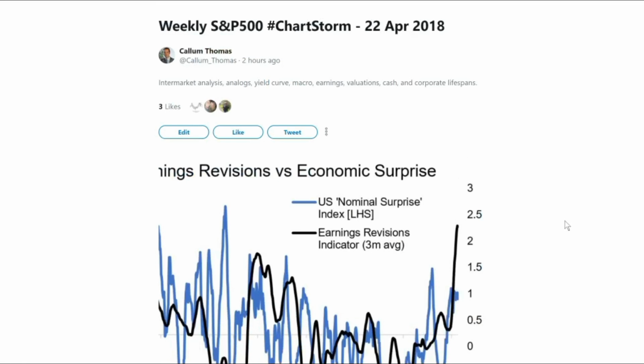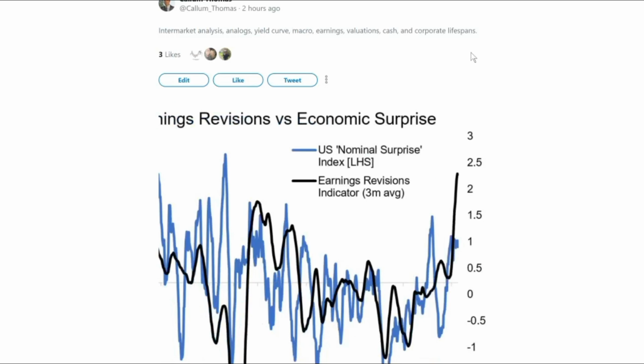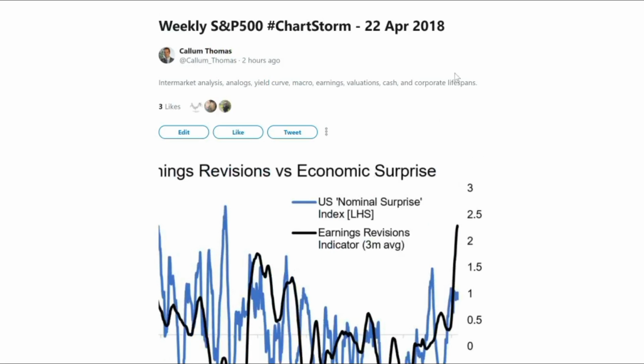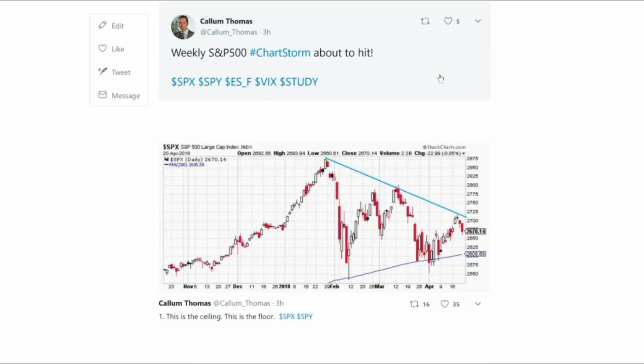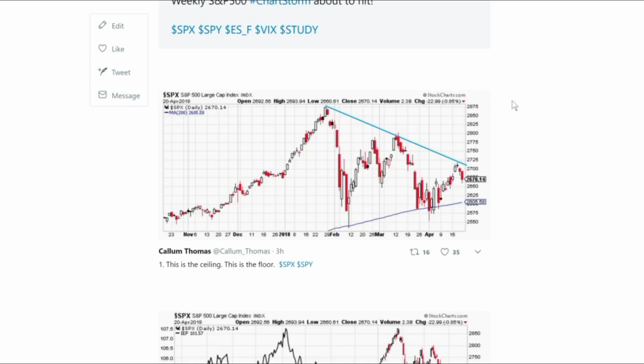Alright, welcome to another walkthrough of the weekly S&P 500 ChartStorm. This is just going to be going through, adding a little bit of extra comments and context around the 10 charts. Starting off with number 1 here, and remark that this is the ceiling and the floor.